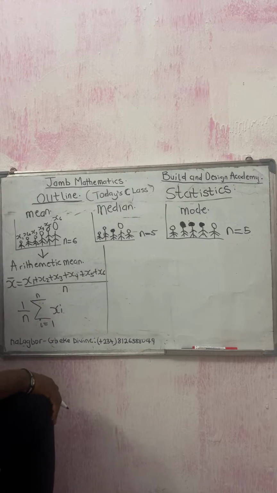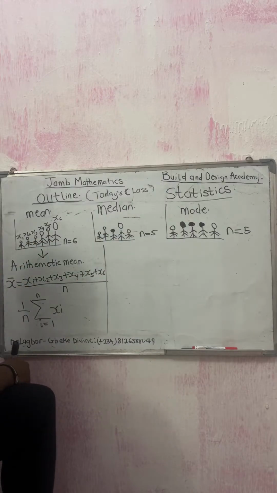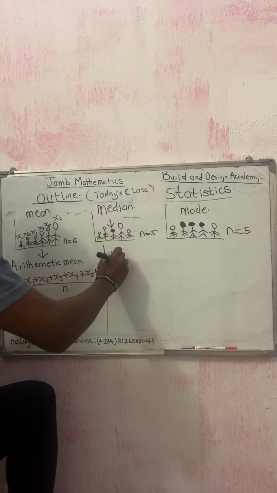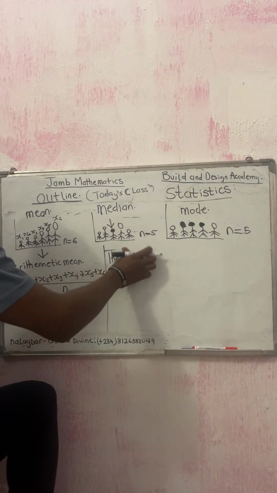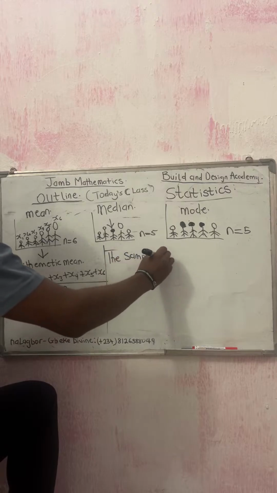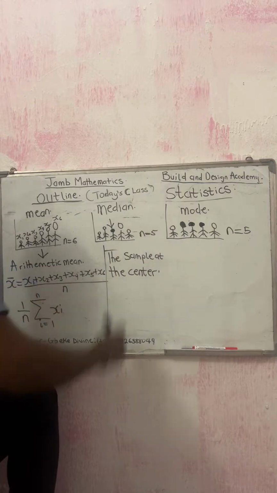Next up, let's look at our mode. Our median, sorry. Before we look at our mode, let's look at our median. For our median, if you notice, we have 5 different samples. So the median is simply the one at the center, the data or the sample at the center. That is our median.